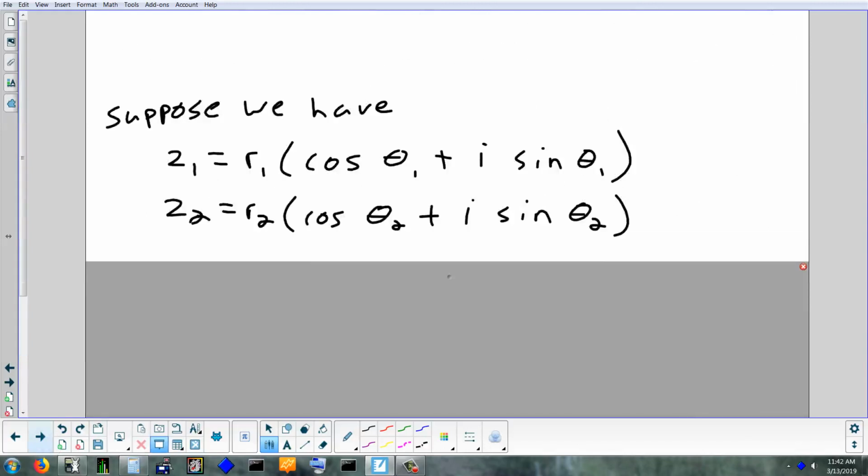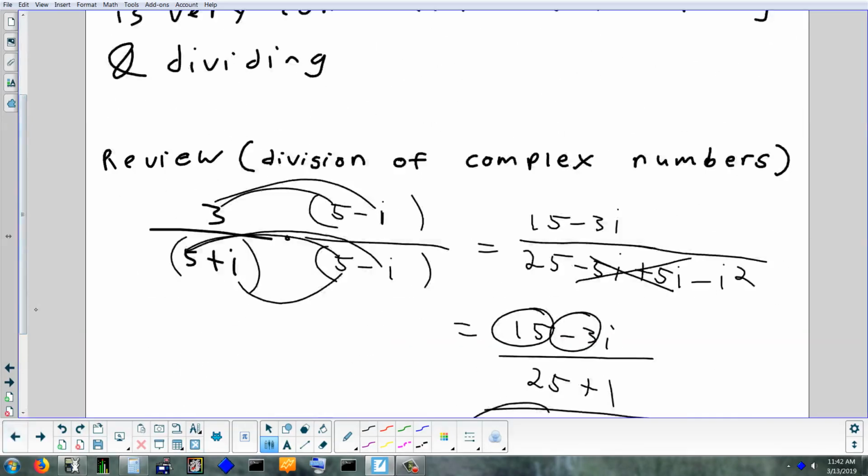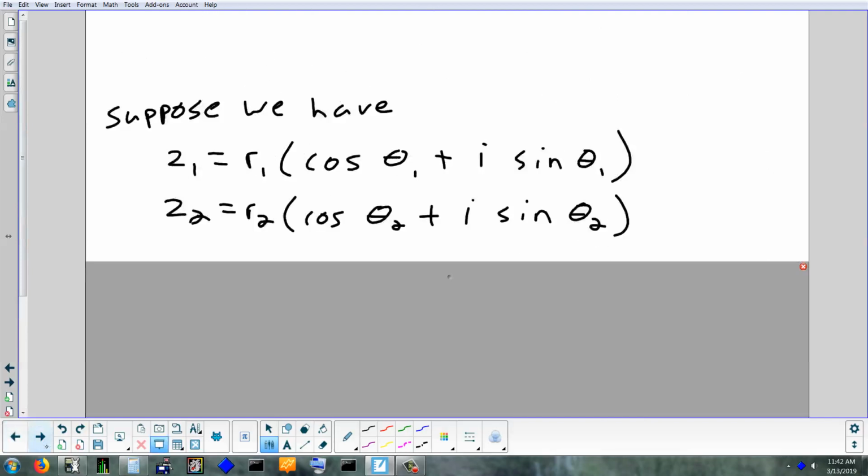Right, so I'm going to show you how to multiply and divide two numbers in trig form. Now, this method really only saves you time if what you're trying to multiply or divide already is in trig form. If it's in standard form, it's probably going to be quicker to just do it that way. But if they give you something in trig form, this way is going to be a lot faster.